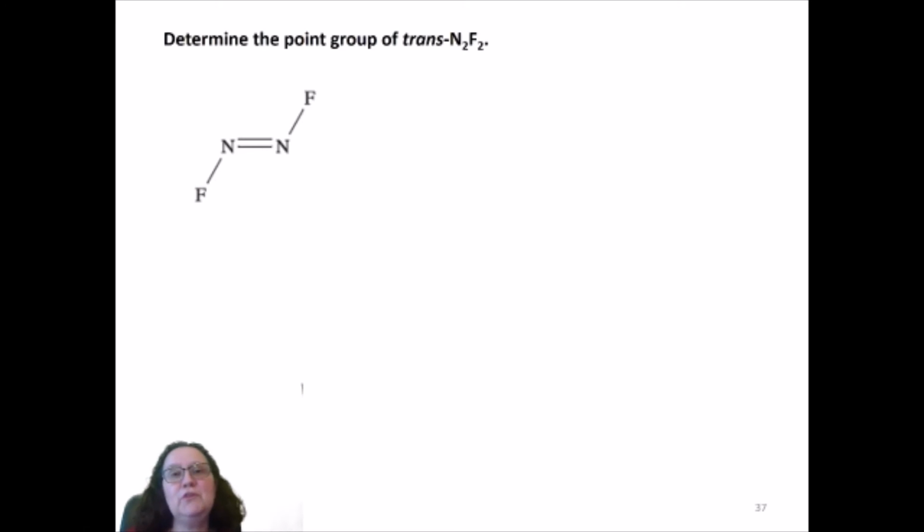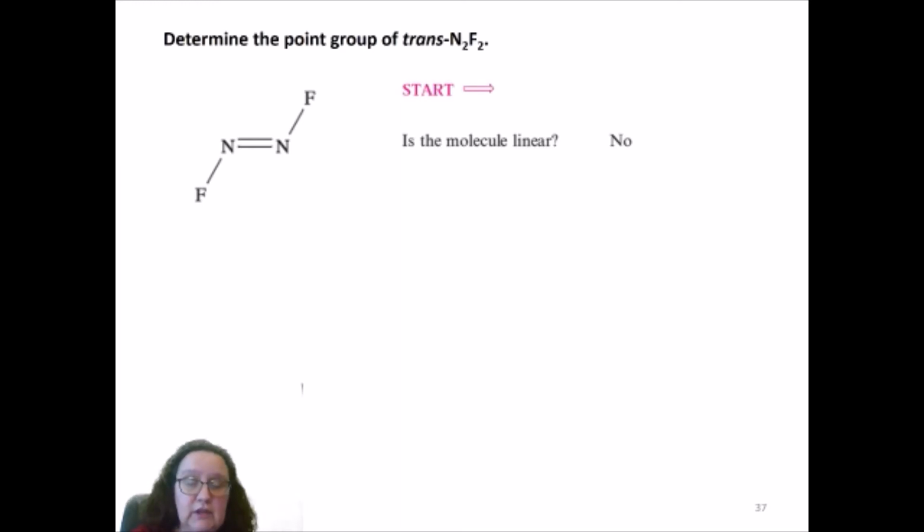I hope you stop the video and have a go and try to identify the point group for this molecule. And believe me, the only way of learning to use character tables is by practicing and using them to identify many molecules until you get used to using them. So let's start. Is the molecule linear? Well, it definitely is not linear, so that's a no.